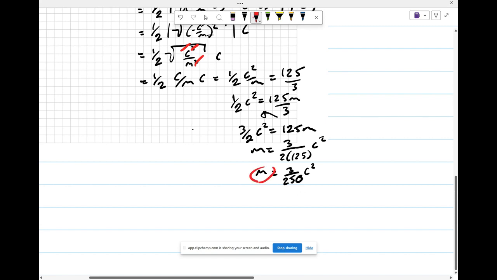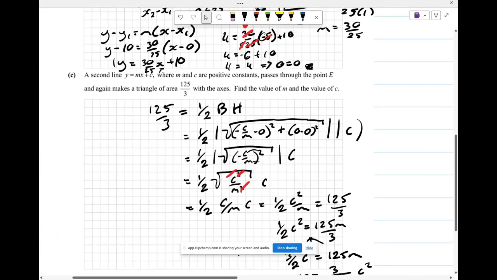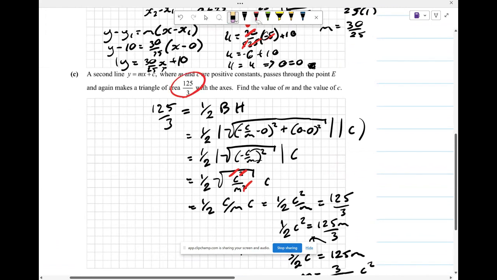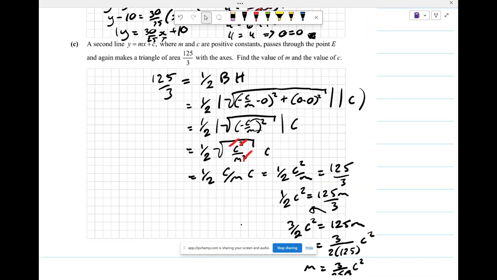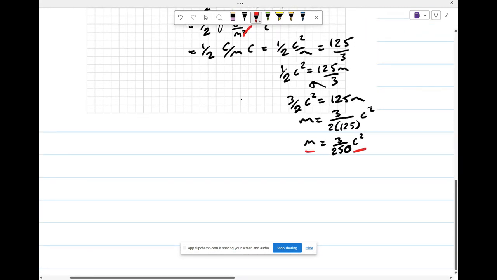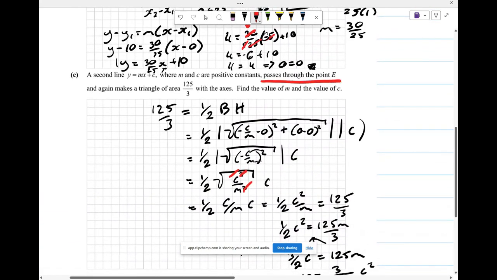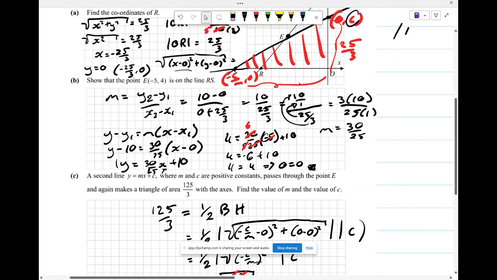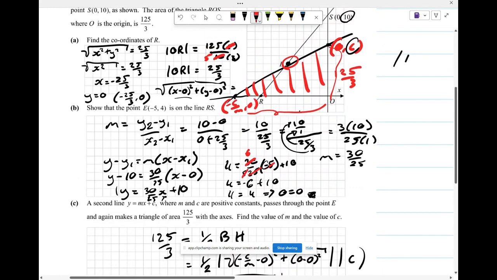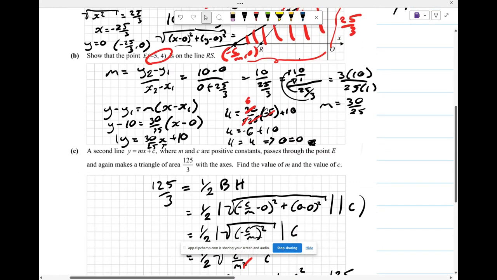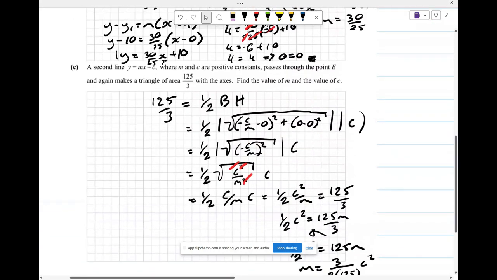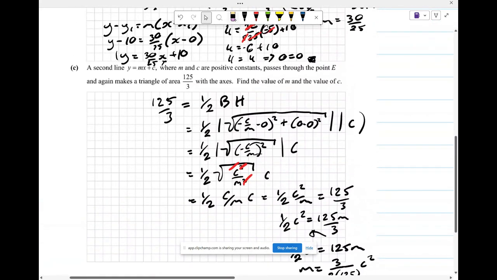We see we have two unknowns, and basically the reason we have two unknowns is because we only used one bit of information. We only used that the area was equal to 125 over 3. And so how we're going to get rid of either one of these unknowns is we're going to use the other bit of information, that it passes through the point E. So we know the point E, which we got the coordinates for, is on this line.